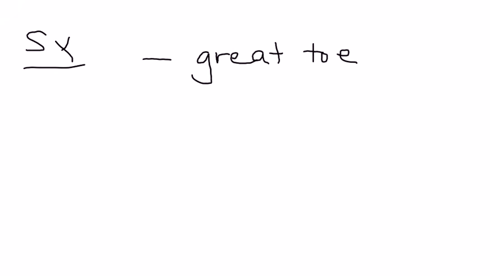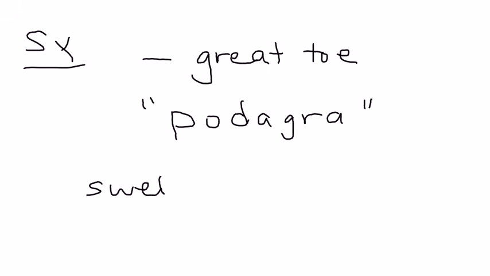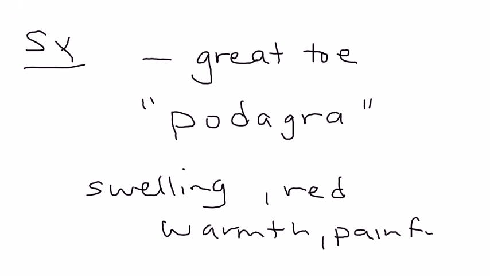So let's get into the symptoms. Well, basically the symptoms are very simple to explain. You've got the great toe inflamed, and there's a name for it. Most commonly it's called podagra, and you'll have swelling, redness, warmth, and it's very painful. Like I said before, it can happen acutely or it can be an ongoing chronic issue.